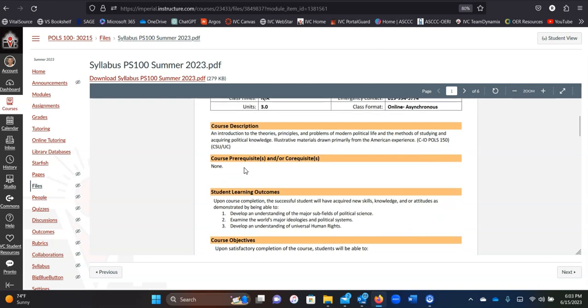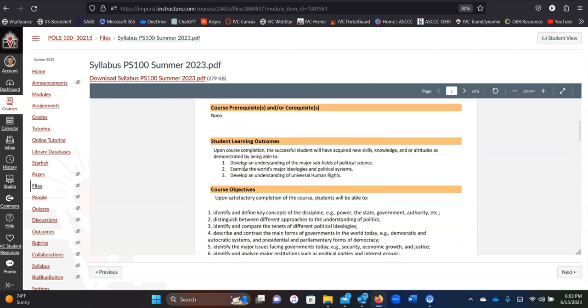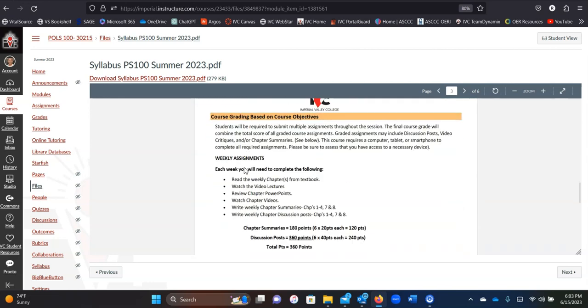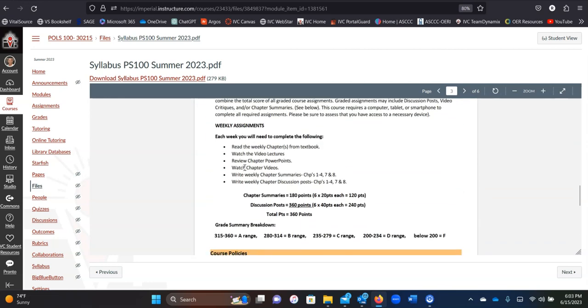And this is basically where you get a chance to assess all the requirements for the course. So the course description is laid out here. The student learning outcomes are laid out. The course objectives are laid out. For most of you, the most important thing is going to be the grades, the points for scores. And in that, you'll see that there are 6 chapter summaries that are worth 20 points each. There are discussion posts that are worth 40 points each, and there are 6 discussions and 6 summaries. And the total points, as you can see, are 360.